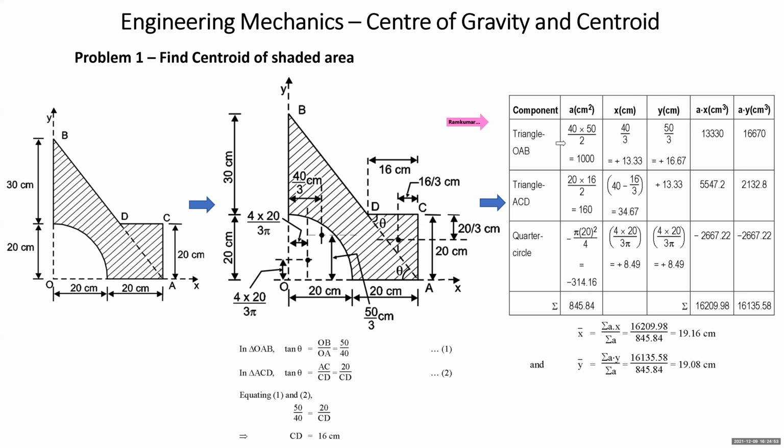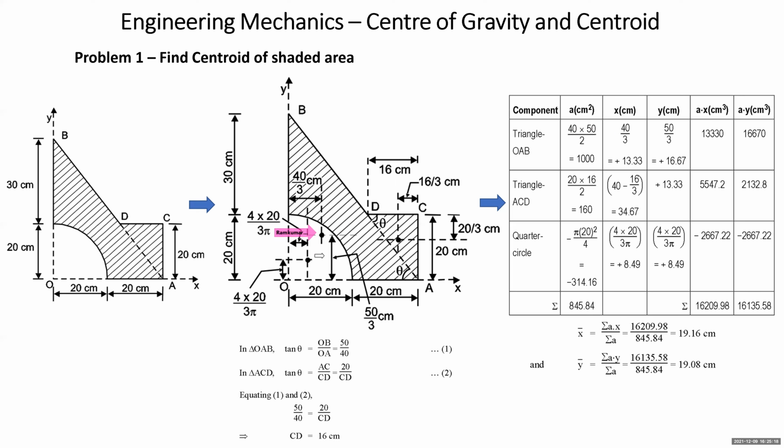What is triangle OAB area? Half into base into height, 40 into 50 by 2. X coordinate. Now you can see that this is your centroid of bigger triangle. This point is at what distance? It is right of y-axis, so x coordinate is positive. This is your y-axis. It is right of y-axis by what distance? 40 by 3. So x coordinate is plus 40 by 3.